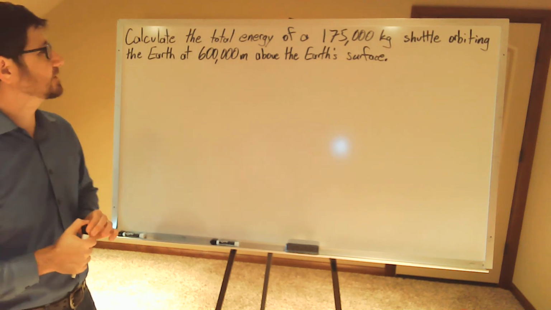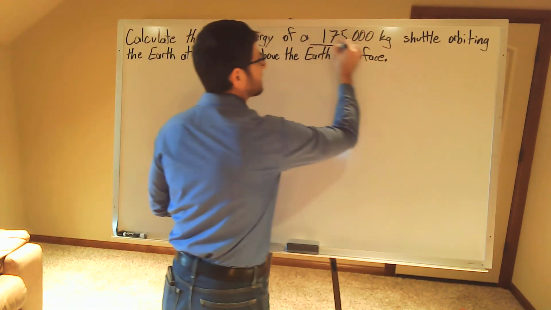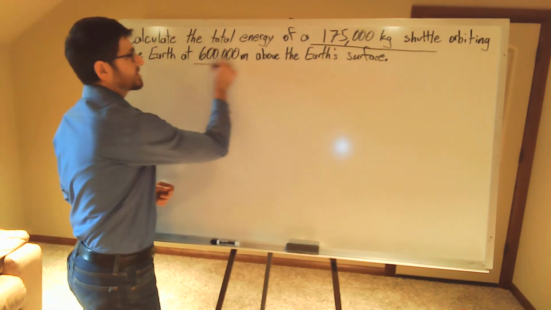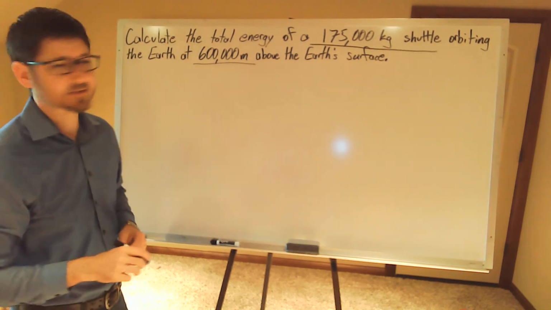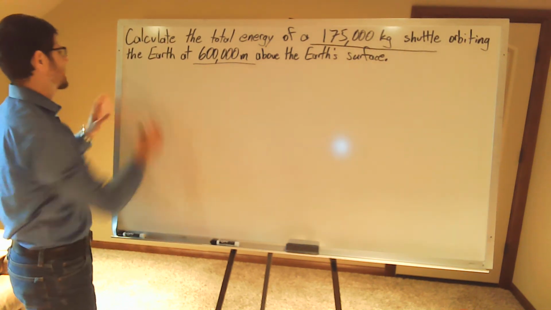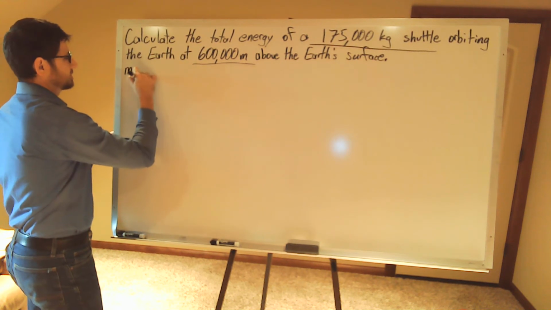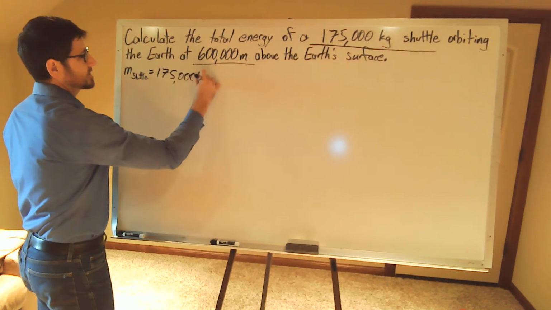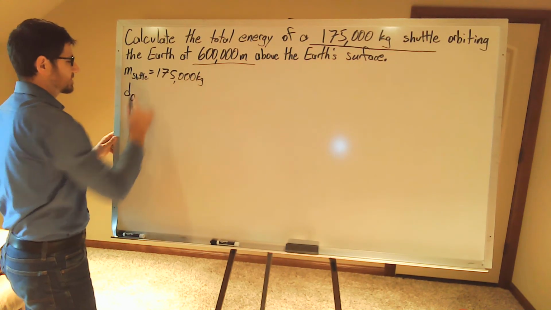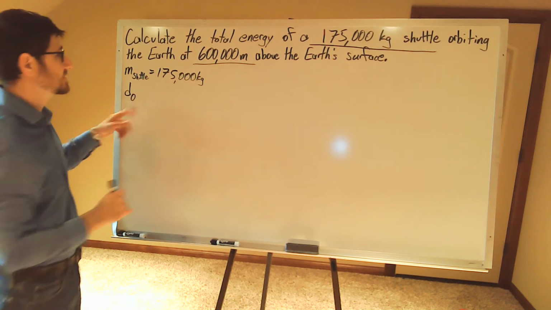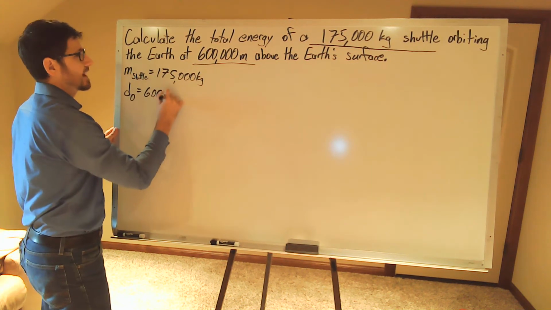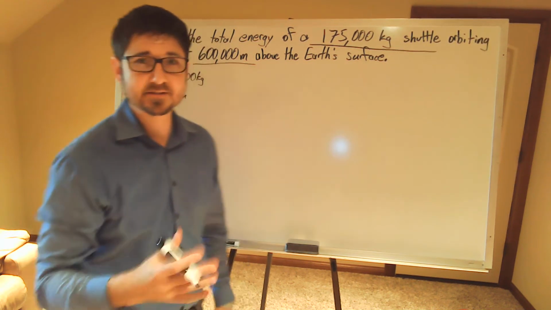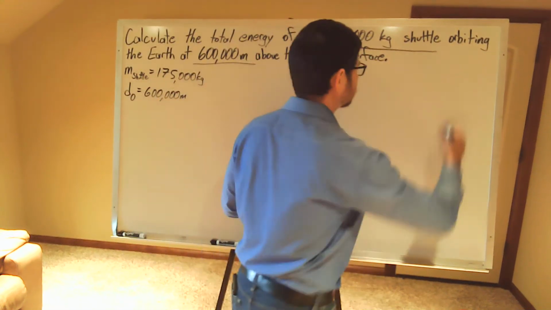Calculate the total energy for a 175,000 kilogram shuttle orbiting the Earth at 600,000 meters above the Earth's surface. So let's go ahead and write our knowns down. The mass of the shuttle is 175,000 kilograms. The altitude is identified by d sub 0. This is 600,000 meters. And what we need to do is draw a simple picture to help us solve this problem.